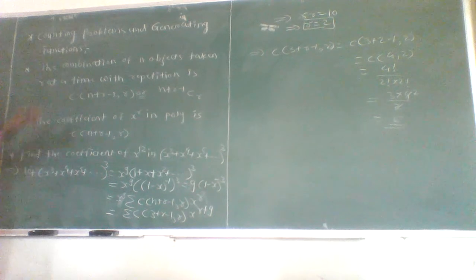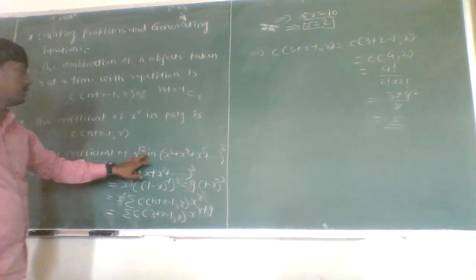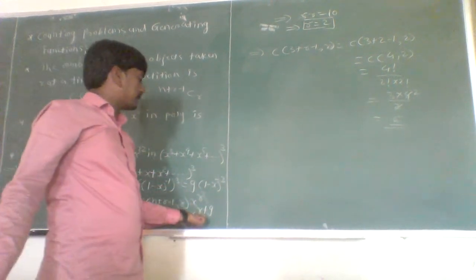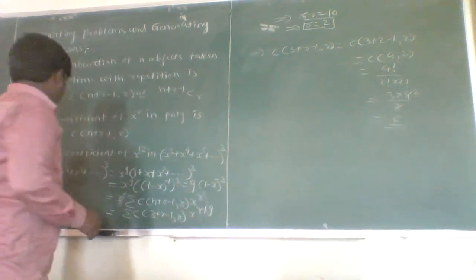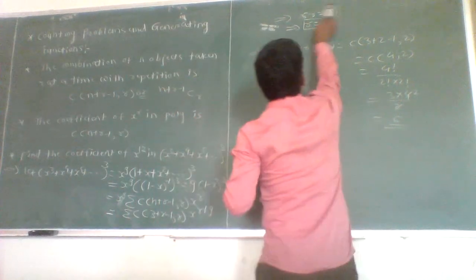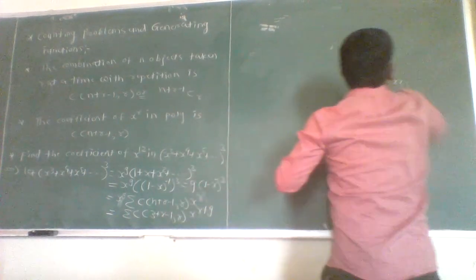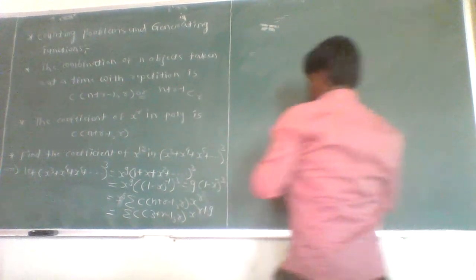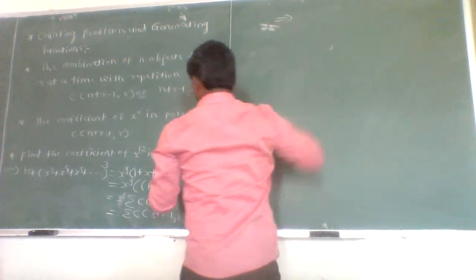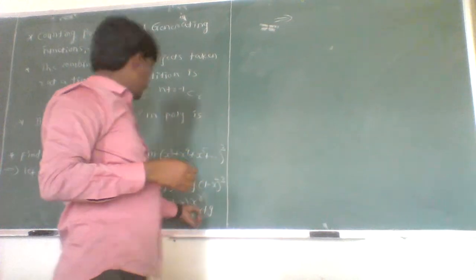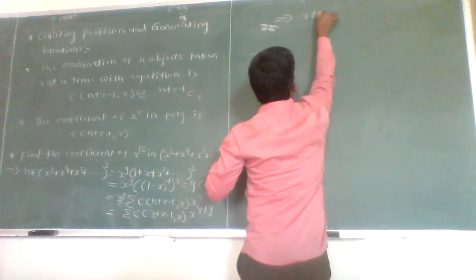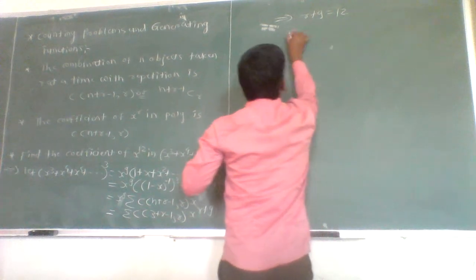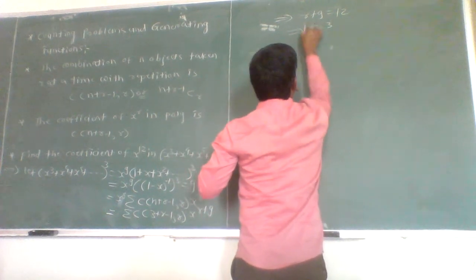Now here we have to find out the coefficient of x to the power 12. That is, here we have to take r plus 9 equal to 12, then we get the value of r. There only we get the coefficient of x to the power 12 in the given polynomial, which implies r plus 9 is equal to 12, which implies r is nothing but 3.